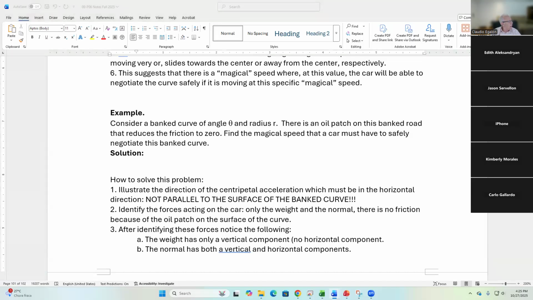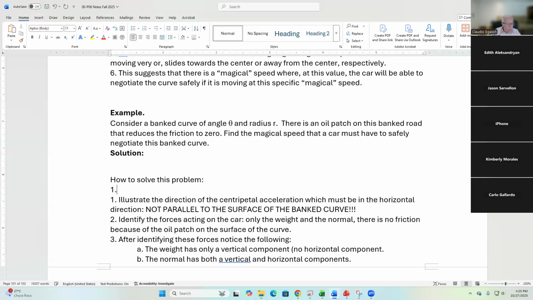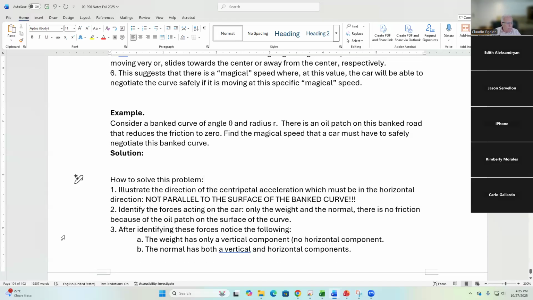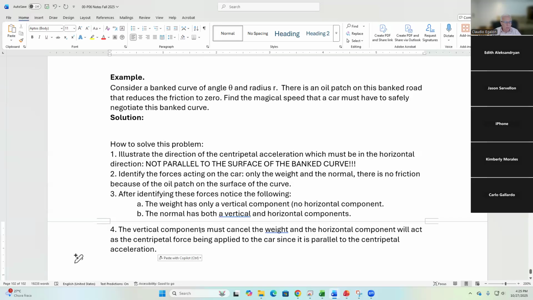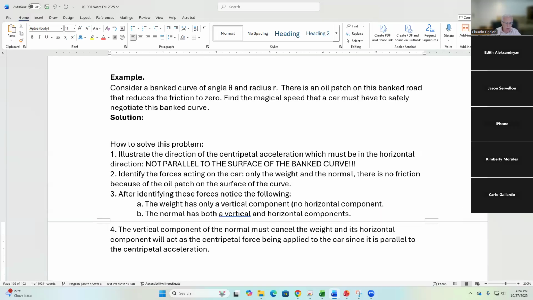Okay. For the vertical component of the normal must cancel the weight. And its horizontal component will act as the centripetal force being applied to the car, since it is parallel to the centripetal acceleration.